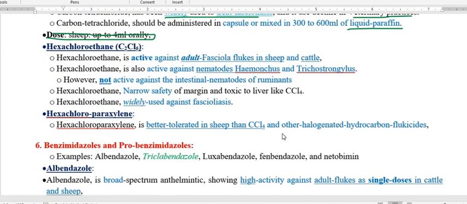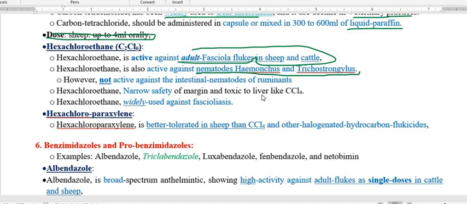The next drug under the halogenated hydrocarbons is hexachloroethane. Similar to carbon tetrachloride, it acts against the adult fascicular fluke in sheep and cattle. It also acts against blood sucking nematodes like Haemonchus and Trichostrongylus, but it is not used against the intestinal nematode of ruminants, particularly Paramphistomum.